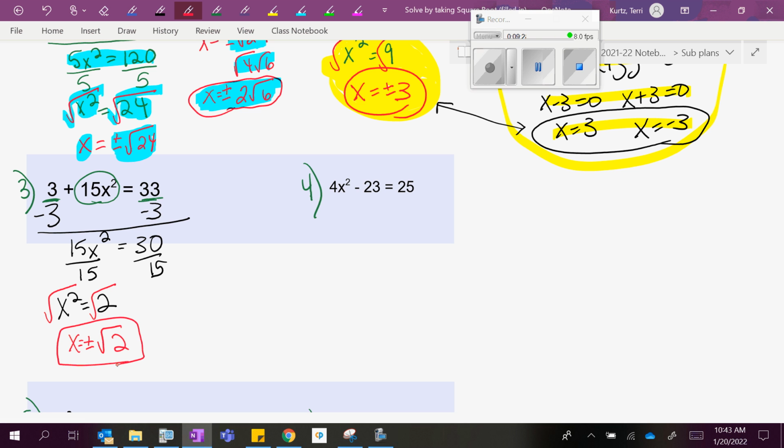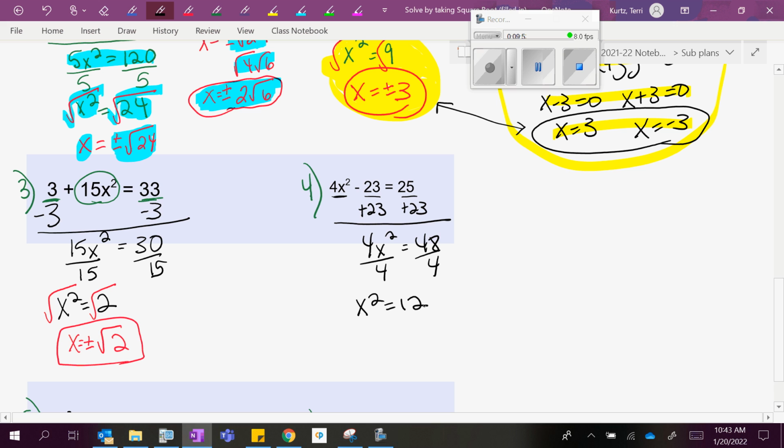All right, take a look at the next one. Again, x squared in just numbers. So once I combine them, we're in business. I add 23 to both sides. I get 4x squared equals 48. I need the x squared by itself, so I divide by 4. I get x squared equals 12.